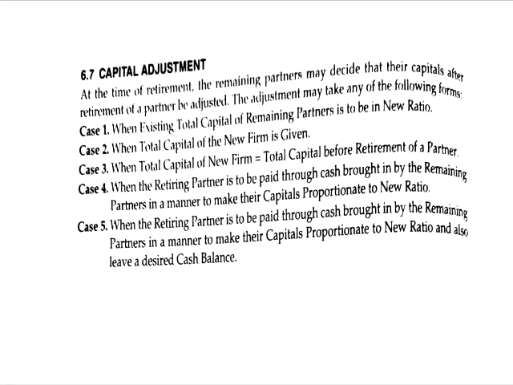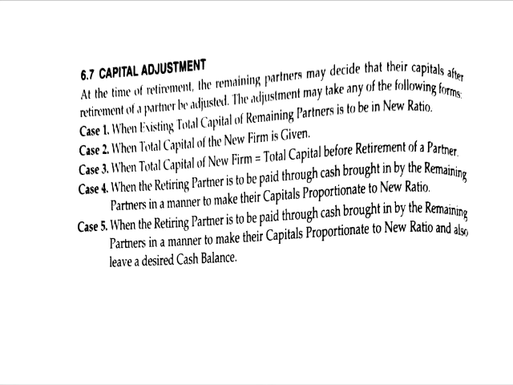See, at the time of retirement, the remaining partners may decide that their capital after the retirement of a partner be adjusted. The adjustment may take any of the following forms. It means there are 5 cases. We will come across the 5 cases. Accordingly, we have to solve the question.